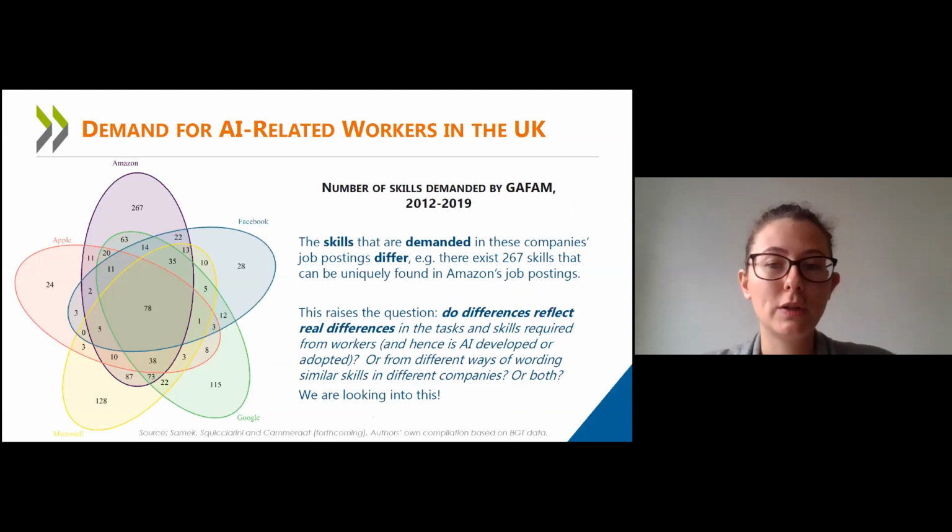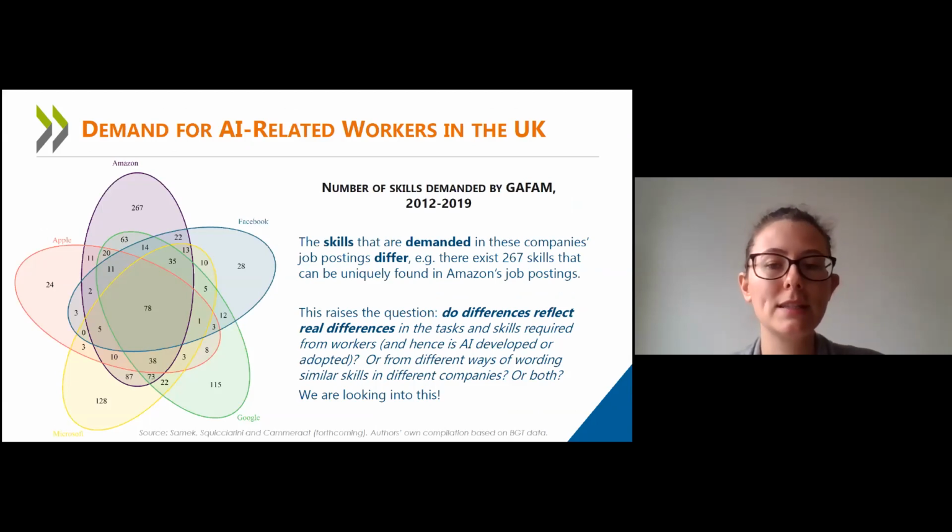We've also started looking into some of the employers. And so here you can see the number of skills, but not only AI related skills. So here all skills required by Amazon, Facebook, Google, Microsoft, and Apple. And we try to include the subsidiaries here as much as we can. And so you can see that around 80 skills are commonly demanded by all of these 5 companies.